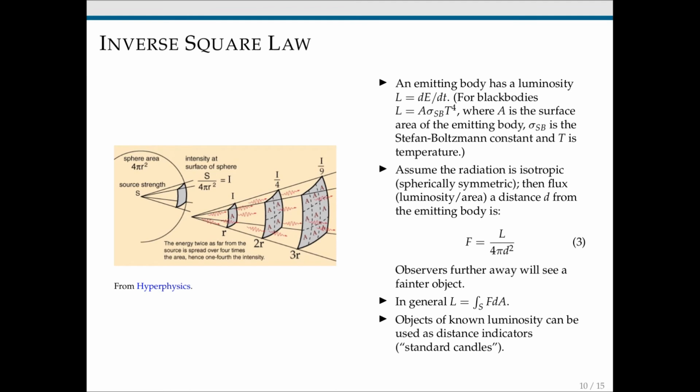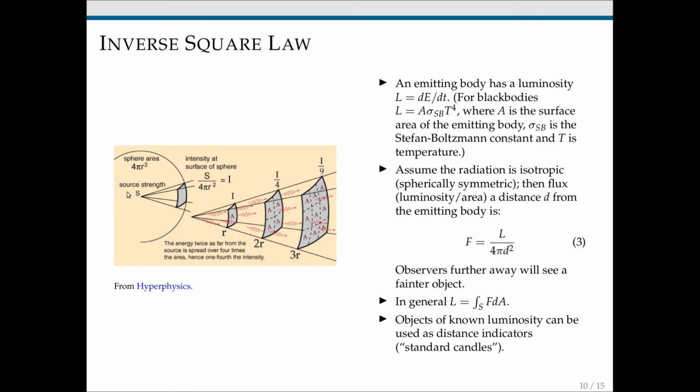Next, let's talk about the inverse square law of radiation. An object emitting light has a luminosity, defined as the total energy it's outputting per unit time. For black bodies, this is simply luminosity is equal to the surface area of the object times Stefan-Boltzmann constant times temperature to the 4th power. We can imagine the light emitted in 1 second as an outgoing spherical shell of photons, like this, from the source in the center here.